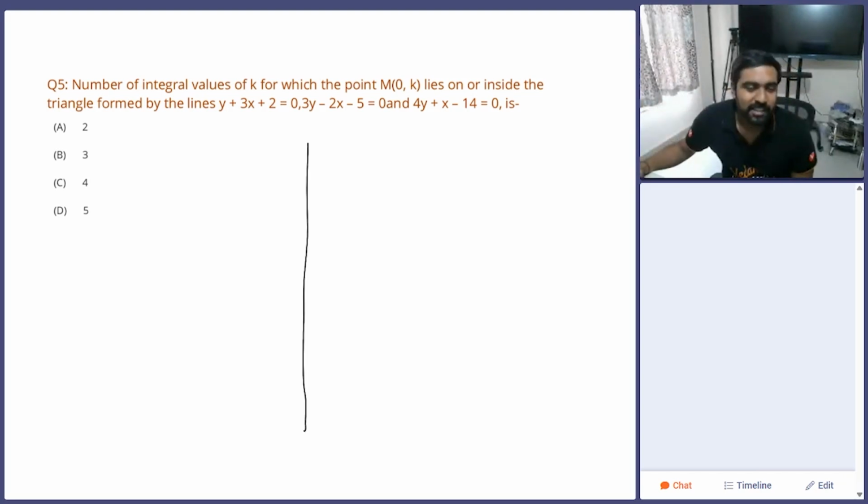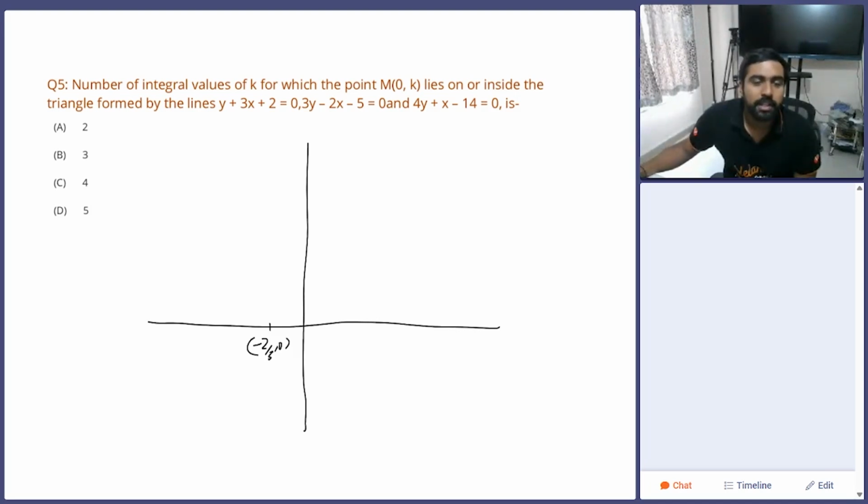What do you have to do? Plot the lines. So first one over here, when you put y equal to 0, x you will get as minus 2 by 3. So somewhere over here you have (minus 2 by 3, 0), and when you put x is equal to 0, you are getting y equals to minus 2. So somewhere over here you have (0, minus 2). So one line procured. You've got one line over here, looks something like this.